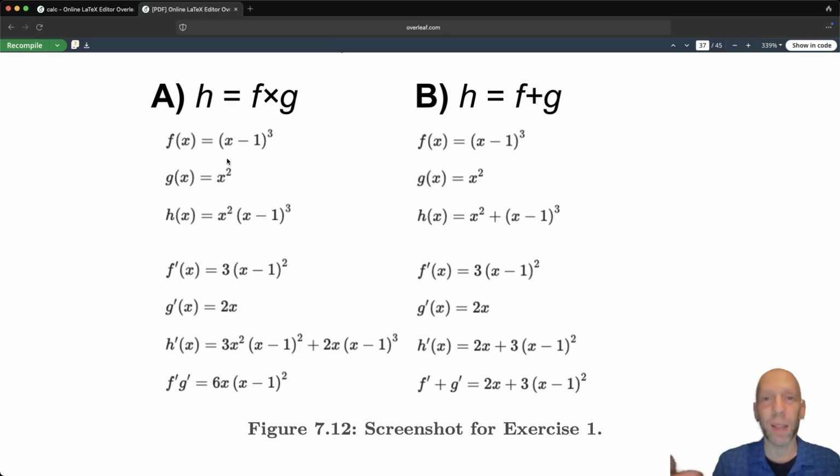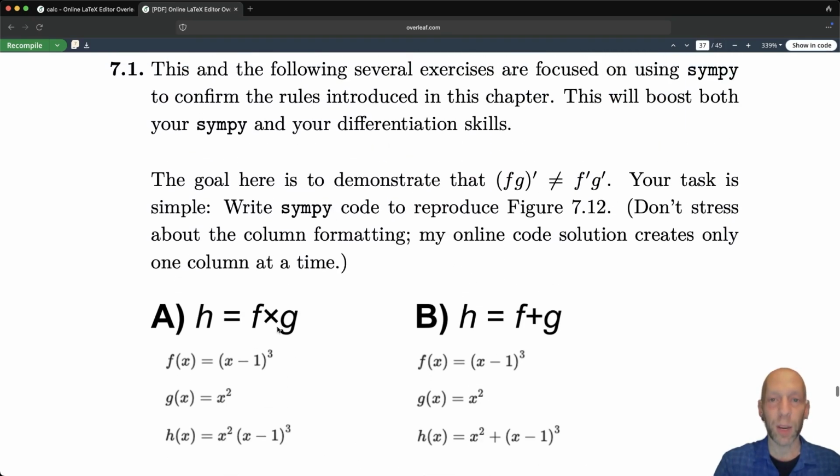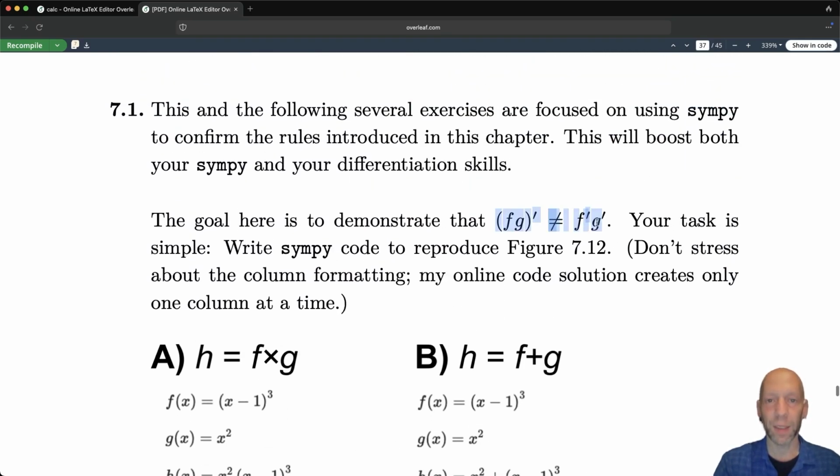And so, in fact, the way that I implemented this in SymPy is to define h to be f times g, as opposed to writing this out individually. Okay, so then you want to differentiate h, and that works out to be this. And then you want to differentiate f prime, not differentiate, but just show the product of f prime and g prime. And you'll see that these two are not equal, which is one demonstration of this fact here.